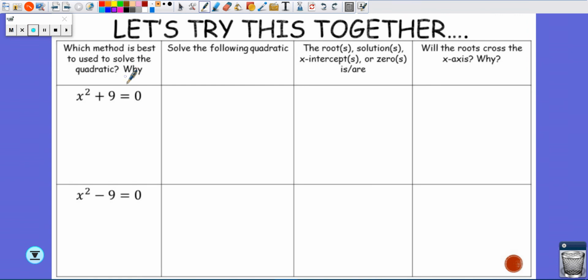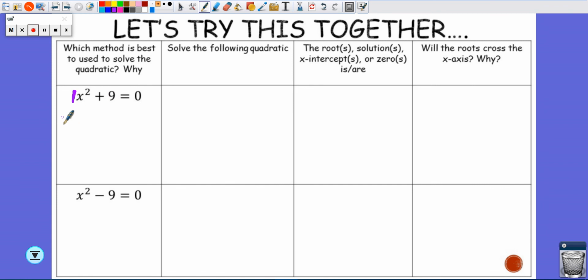Okay, so here's the first question. It says, which method is best to use to solve the quadratic and why? Normally we would go to the square root method here because this is an x squared and it's the only thing in the equation. So we can go to the square root method, but there's an even faster method. The first thing you look at, if the number here is 1 and this is a perfect square, because 1 and 9 are perfect squares, we actually can factor this.